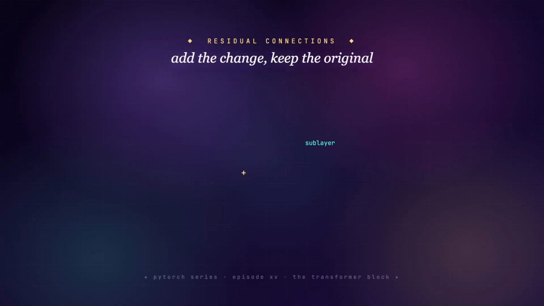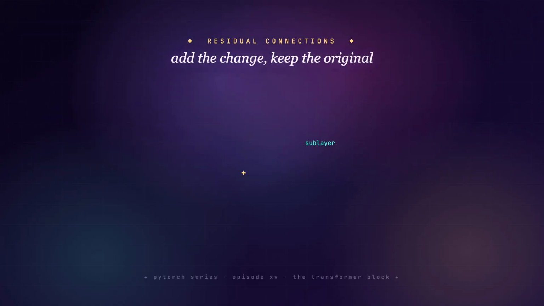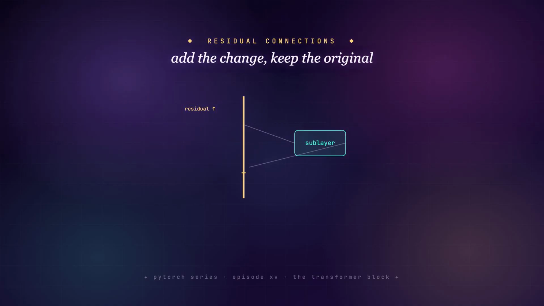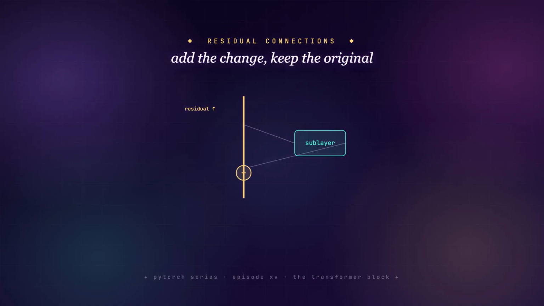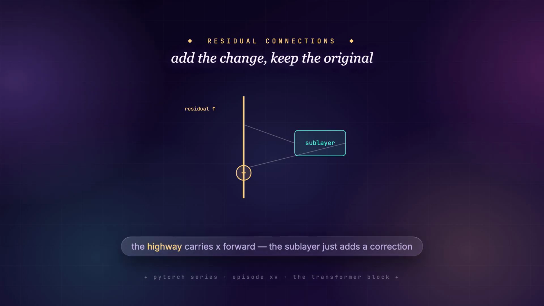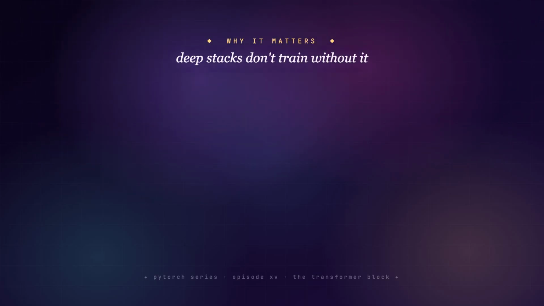Residual connections. Now the part that quietly makes everything work: residual connections. Instead of replacing a token's vector with the sublayer's output, we add the output back onto the original. X plus attention of X. The sublayer only has to learn the change, the little nudge, and the original information rides straight through, untouched, on what people call the residual stream. Think of it as an information highway running the length of the network, with each sublayer merging in a small contribution.